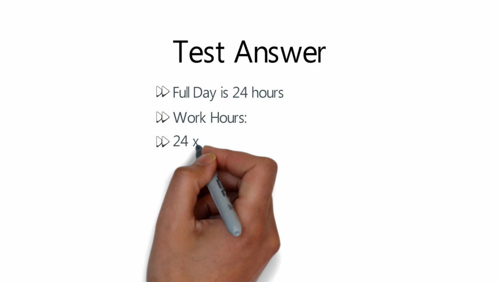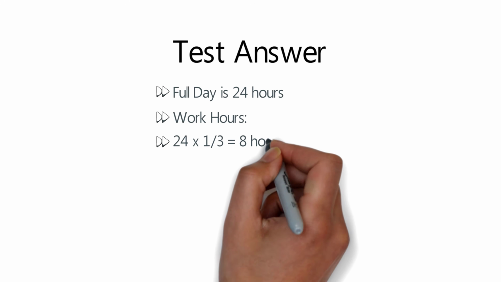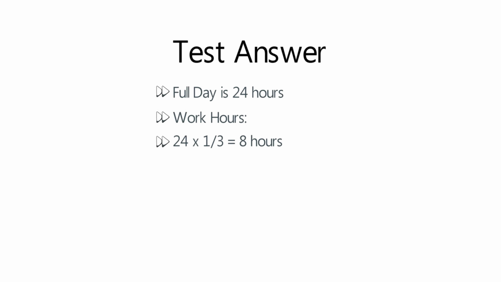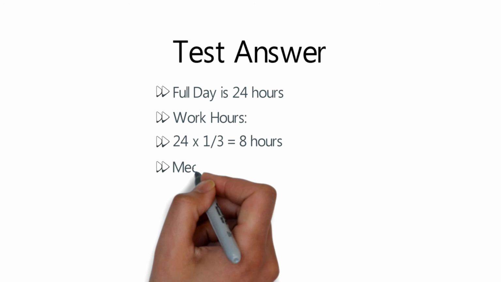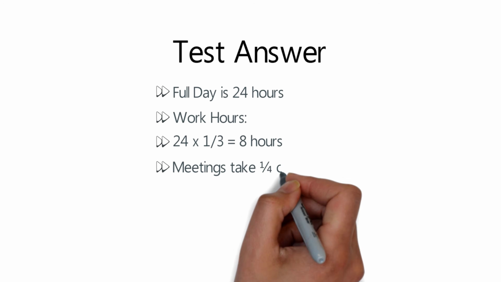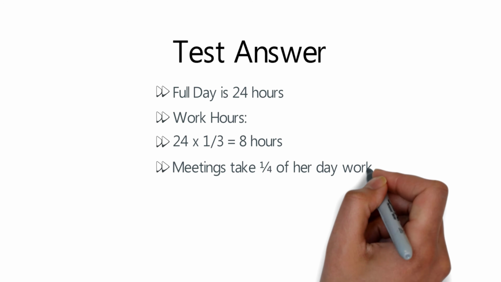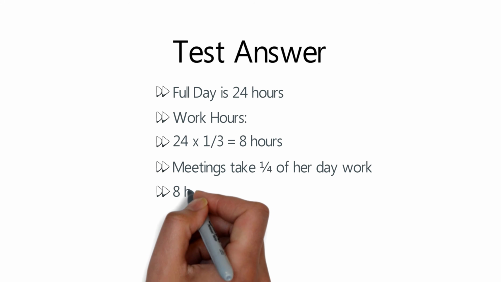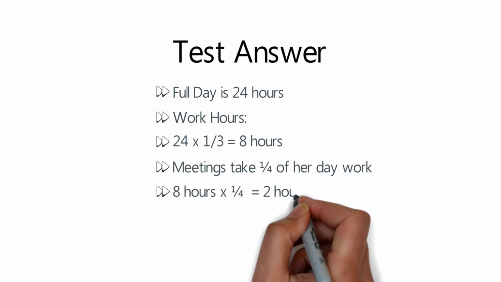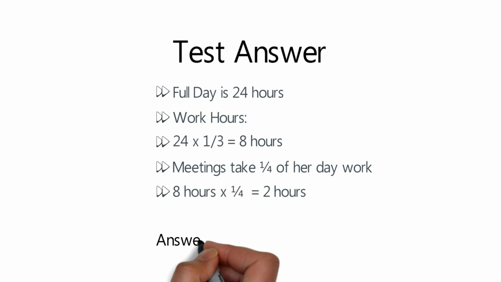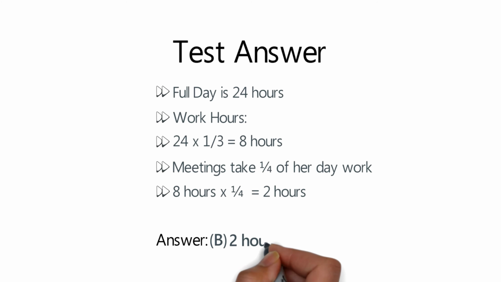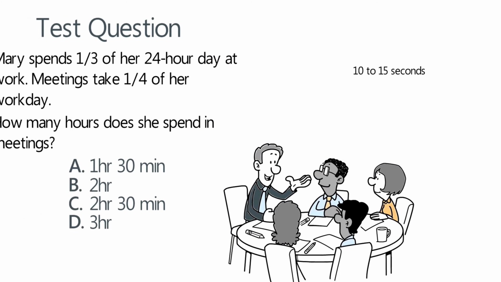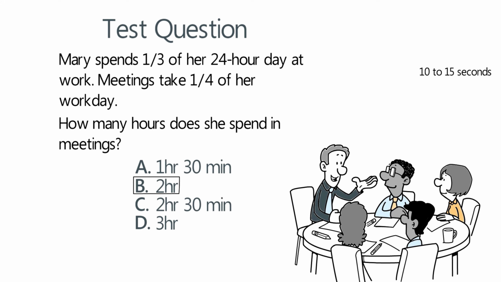They represent 1/3 of the full day, which is 8 hours, and we calculate it by multiplying 24 by 1/3, or actually dividing 24 by 3. Meetings take 1/4 of her workday. So to calculate how much time she spends in meetings, we need to multiply 8 hours by 1/4, and the result is 2 hours. So the correct answer is choice B, 2 hours. Hopefully you've nailed this question and now know how to answer similar problems on the test.